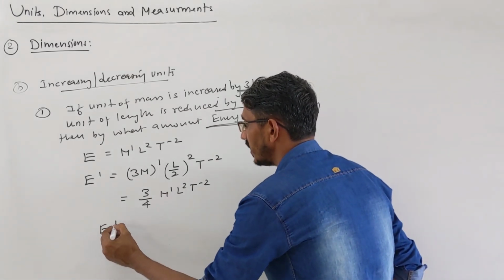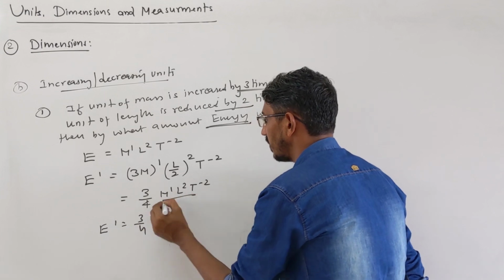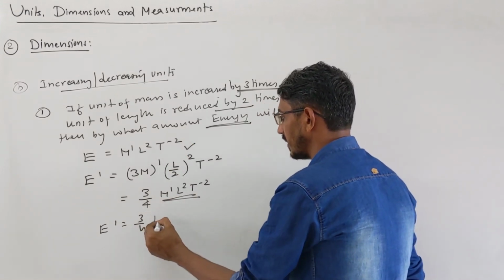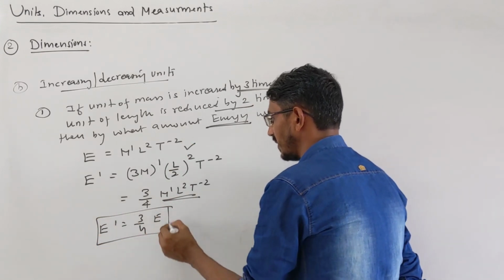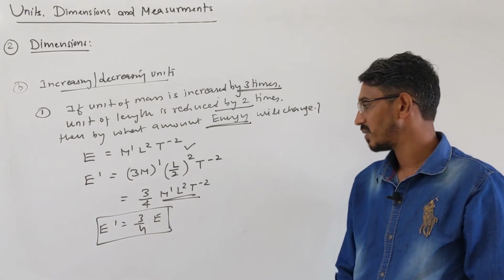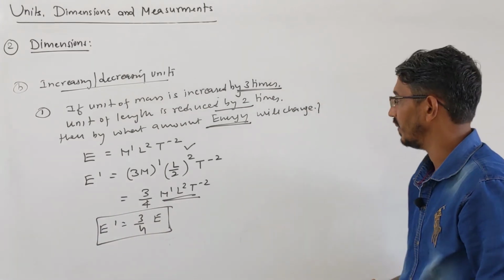E dash, the new energy, is simply 3 by 4 times of, this is nothing but what? Your original value, right? Yes, E. So this is the answer for your energy. Energy is increased by what or decreased by what? 3/4 of the original value, right?